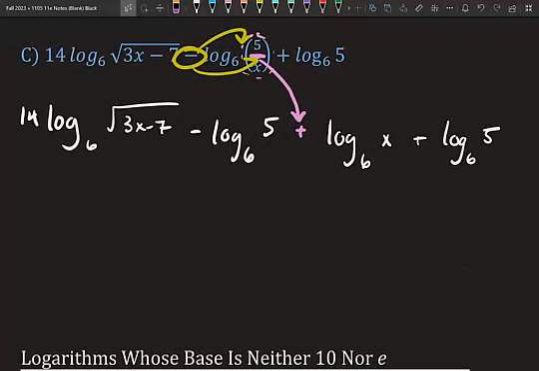Now that we have this spread out the way it should, all plus and minuses, we can start simplifying. We notice we have 14 log 6 of 3x minus 7, minus log 6 of 5, plus log 6 of x, plus log 6 of 5. We have a minus log 6 of 5 and a plus log 6 of 5. Those are opposites of each other. It's like minus x and plus x. They actually cancel out. Let's just bring what we have left over.